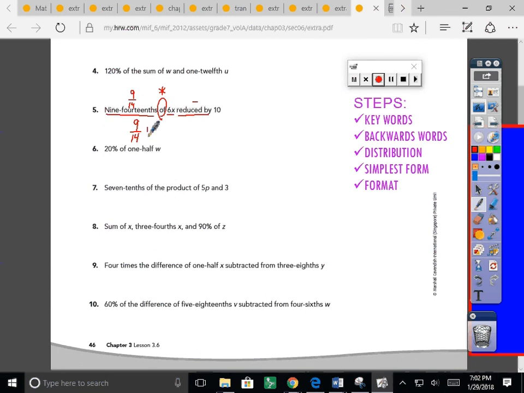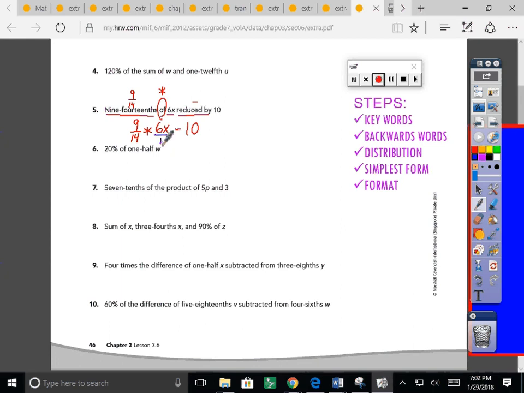9/14 of, we said, meant multiply, and 6x is given to me. And then it says reduced by 10. Oh, awesome. But you're not done yet. Whenever you see this multiplication, there's a big signal to you. This probably is not a final answer. There's something to be simplified. So we're sitting here in our rules. No distribution exactly, but we can simplify.